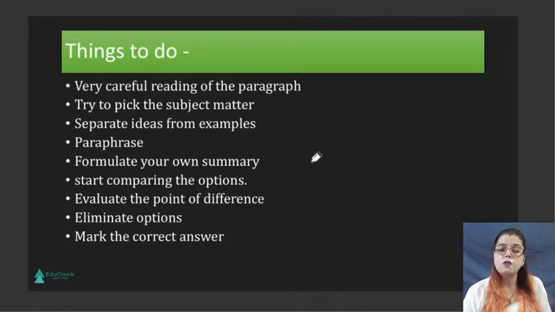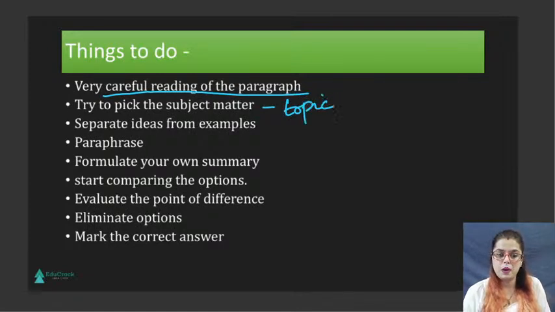All right. So first thing that you need to do is a very careful reading of the paragraph. Read it very carefully, underline all the words that you think you are not very sure of. Try to find out the contextual meaning of the words, and try to understand what is there. Try to pick the subject matter. Understand what is the probable topic that they are talking about. Sometimes it comes across very easily to us, sometimes it doesn't. And sometimes it can actually confuse you quite a lot.